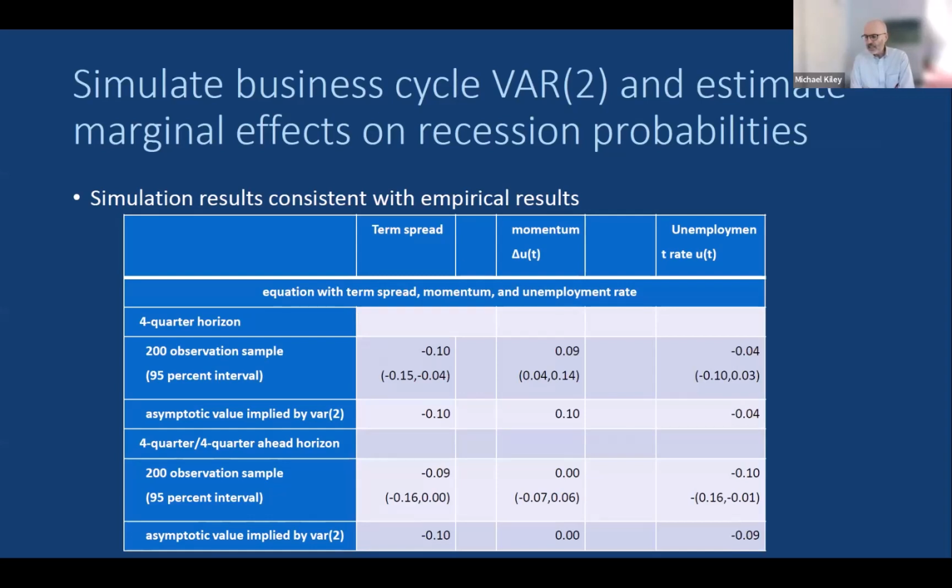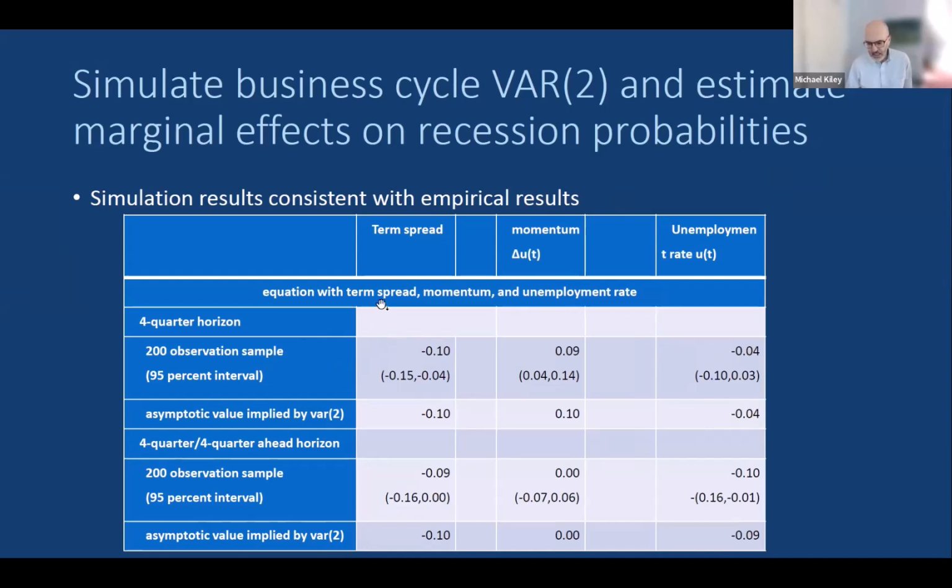a set of stochastic simulations from that vector autoregression, and then estimating a recession prediction model where a recession is defined as an increase in the unemployment rate by more than its 80th percentile, right? So a large increase in the unemployment rate.